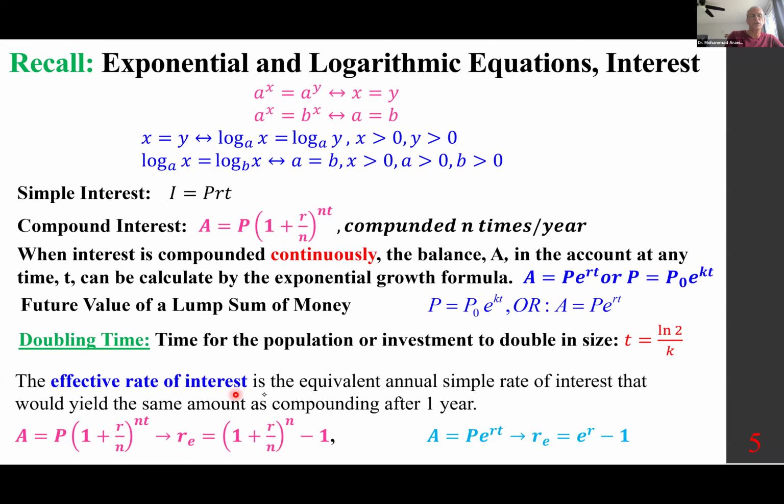The effective rate of interest is the equivalent annual simple rate of interest that would yield the same amount as compounding after 1 year. So when A equals P times (1 plus r over n) to the power of nt, r_E is (1 plus r over n) to the power of n, minus 1. And in the case of A equals P e to the power of rt, r_E is e to the power of r minus 1.